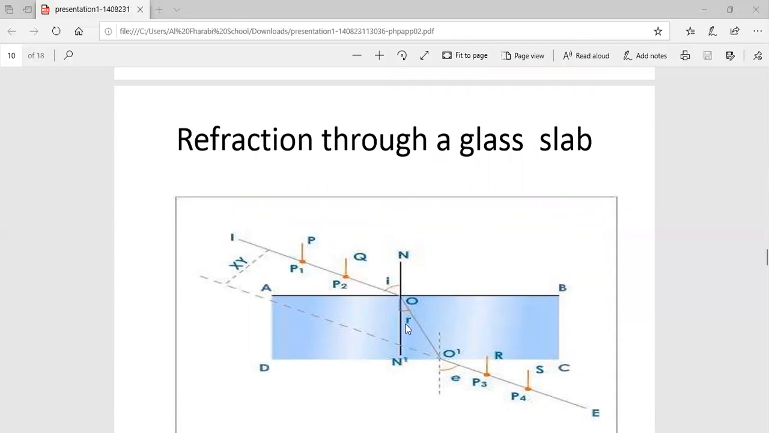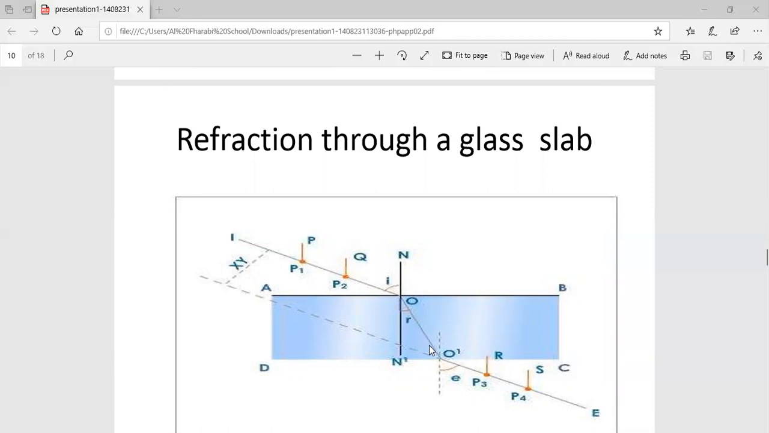Now, draw the normal, which is a straight line normal to the surface. Now, you can get the angle between the normal and the incident ray as angle I. Now, it will refract, of course, because it has changed the medium and because the speed of light changes. So the speed of light inside the glass is slower than the speed of light in air. Now, R is smaller than I, which is the angle of refraction.